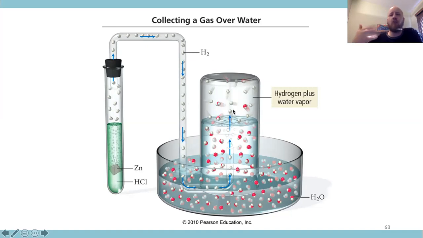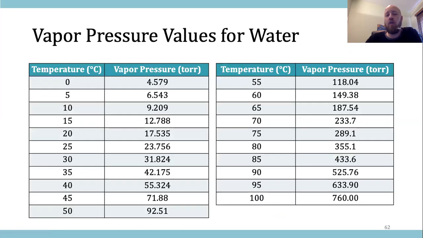And so we just have to subtract out the water vapor. But here's the thing. We know everything about water. So that means at any temperature, you can know what the vapor pressure of water is. So that means it's not really an unknown value.